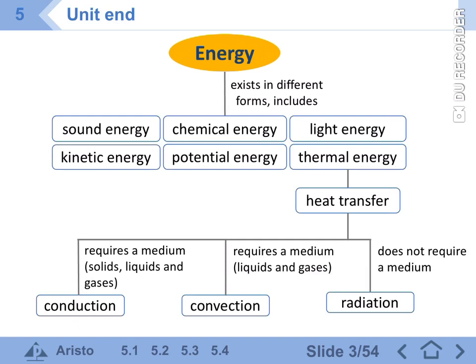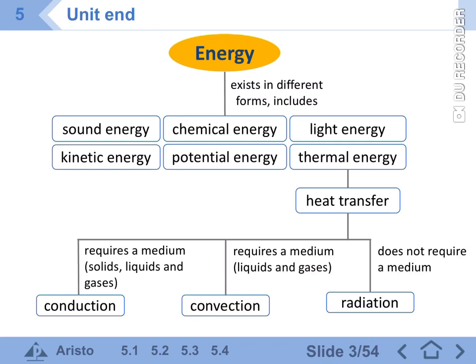Under heat transfer, which is the thermal energy, we have 3 different types of transfer. We have conduction, which is by touching, and convection, which is by moving of the particles in the fluid, namely liquid and gas. And radiation, the last one, does not require anything, which means it can be done in a vacuum. So there are 3 different kinds of heat transfer.